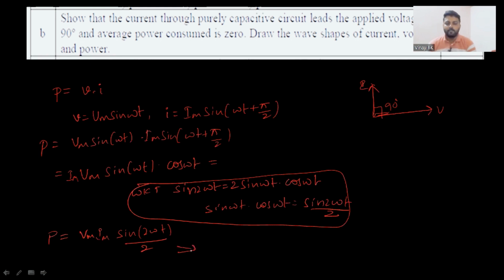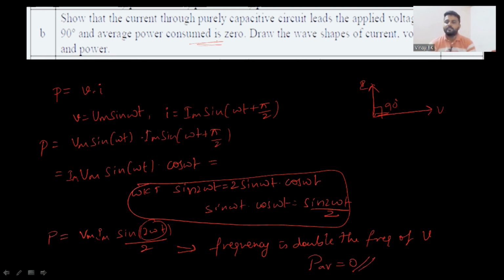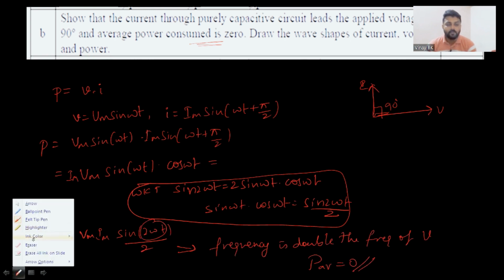It has the frequency 2 omega t. The frequency of this equation is double the frequency of the applied voltage V, so that the average power becomes 0. That's what they asked: power consumed is 0. This you have to write. Next, they asked you to draw the waveforms, that is, the shapes of current, voltage and power.